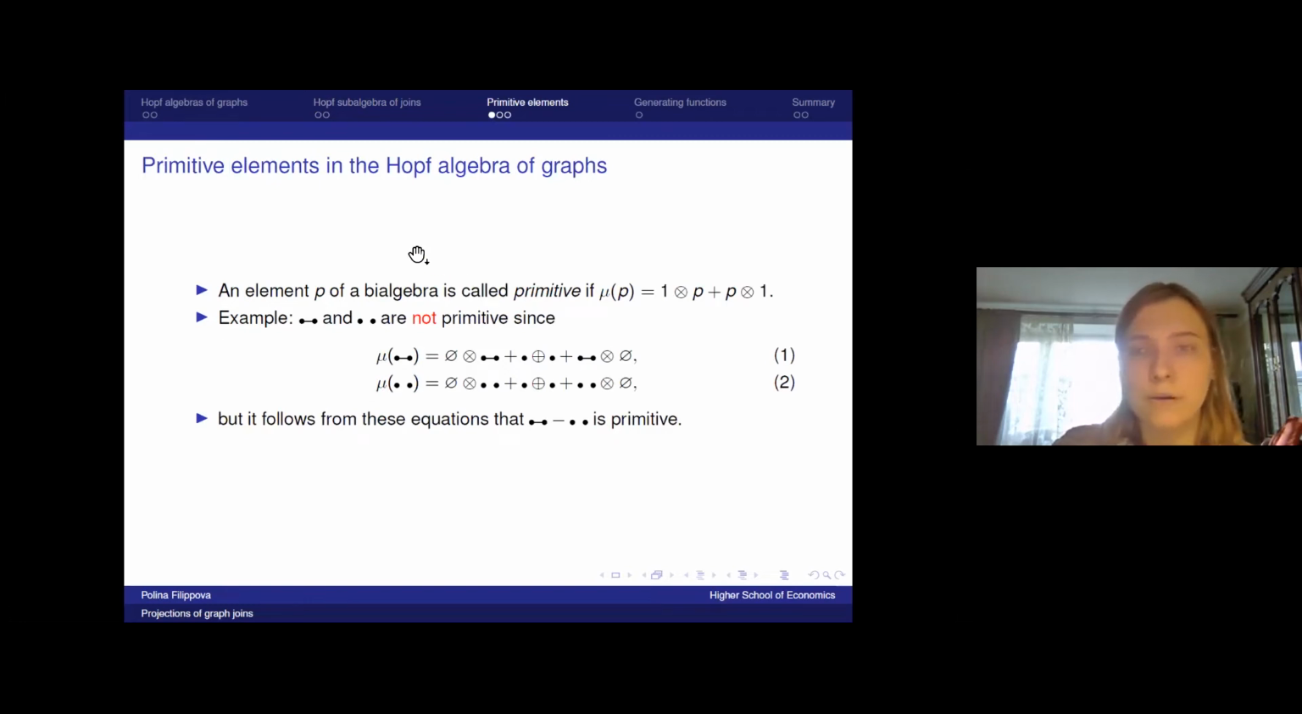Now we'll speak about a very important subspace in this Hopf algebra, the subspace of primitive elements. We call an element primitive if the result of the co-multiplication is presented.